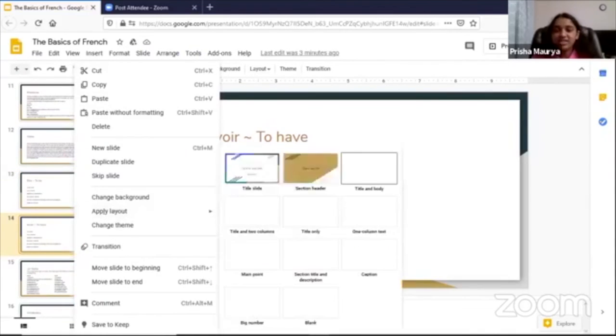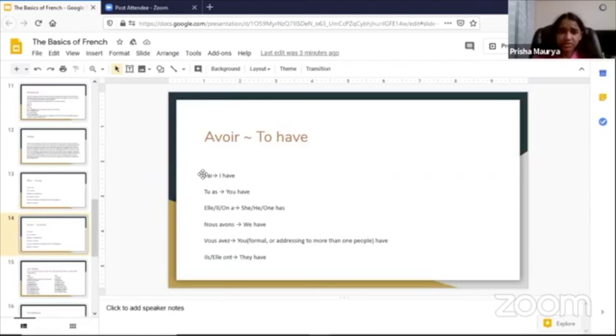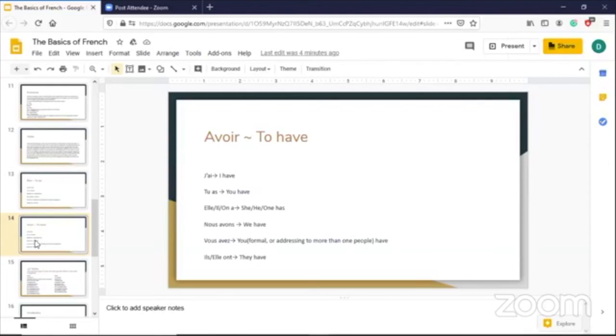So avoir means to have, and it's like j'ai, tu as, il, on a. You don't have to write the symbol. I just wrote it in a small space, but it's like elle a means she has, il a means he has, and on a means one has. And nous avons means we have, vous avez means you, or when you're referring to a formal person, have. Ils ont means they have, and elles ont means they have when it's feminine.